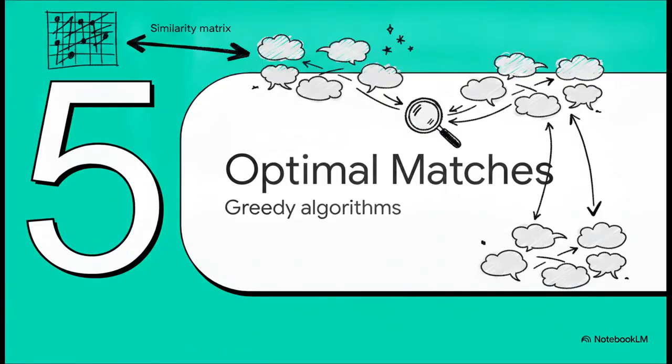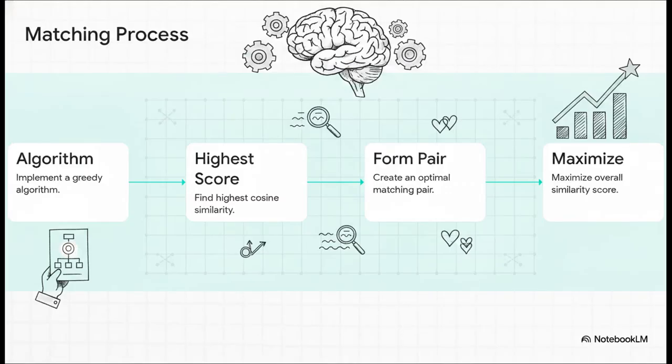Let's look at Section 5, Finding Optimal Matches, the greedy algorithm in action. Okay, so we've got our similarity matrix packed full of cosine similarity numbers, but now we have to find the absolute best pairings between the two sentences. To pull this off, we implement a greedy algorithm, and the process is actually beautifully straightforward. Every single word in the generated text basically searches the matrix to find its absolute best match, meaning the highest cosine similarity value, from the reference text. Once it finds that highest value, boom, it forms a matching pair. The ultimate goal of this entire matchmaking process is to maximize the overall similarity score across the whole board.